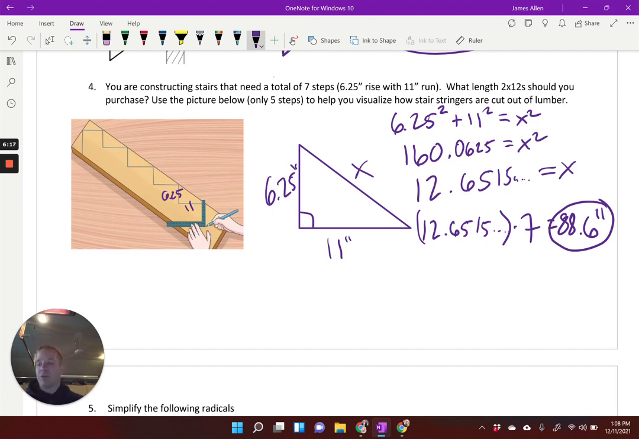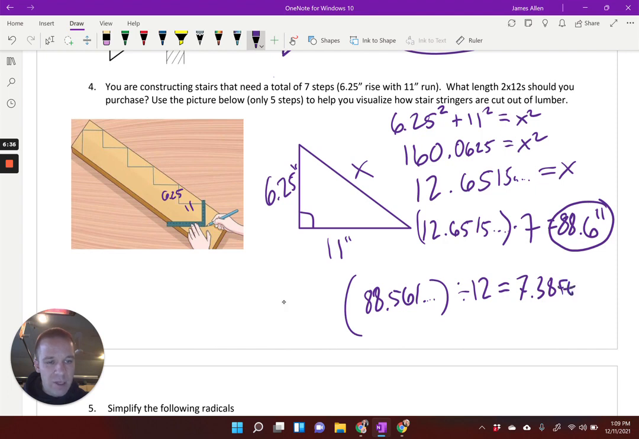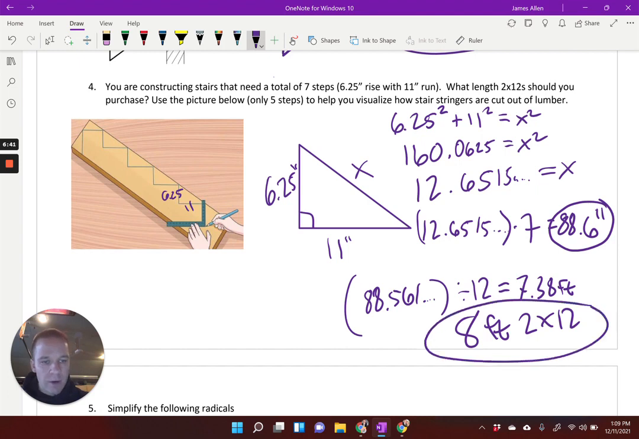If you're actually going to the hardware store to pick this up, I'm going to convert that to feet by dividing by 12. This is not necessarily part of this problem, but 88.561, so on and so forth, divide that by 12, and I get 7.38 feet. So I'm going to get an 8-foot 2x12. That's what I'm going to be ordering at the hardware store. I'm going to be like, hey, man, I need 3 8-footers to make this stair stringer or whatever, and then I'll bring it home and I'll cut it out because I love to build things, right? Okay, cool.